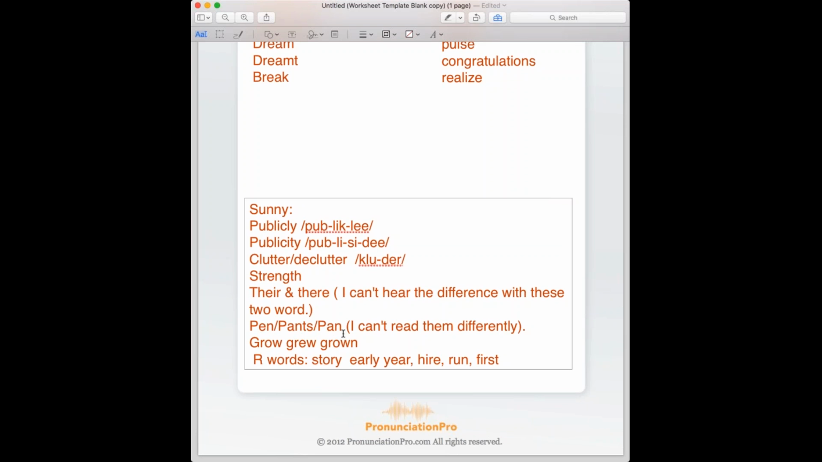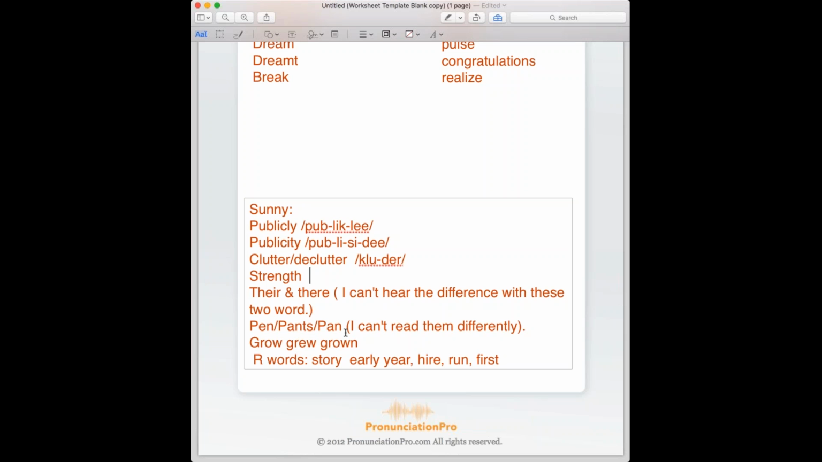Good. Okay, so your question about the next one is these two, and you can't hear the difference because there is no difference. They're pronounced the exact same. Their and there. Yep, exactly the same pronunciation. Good. Okay, so then pen, pants, and pan.